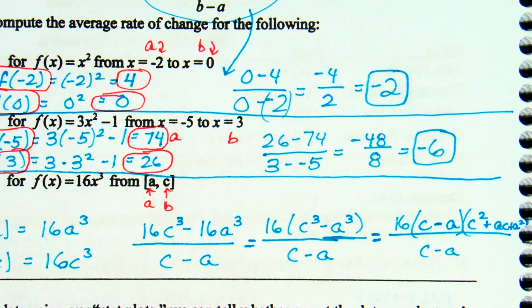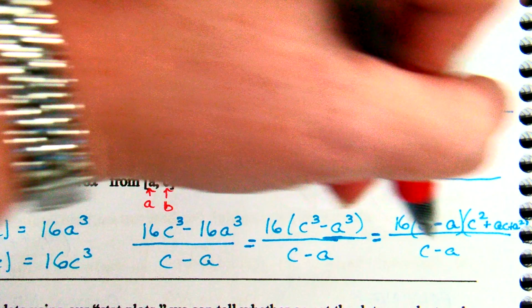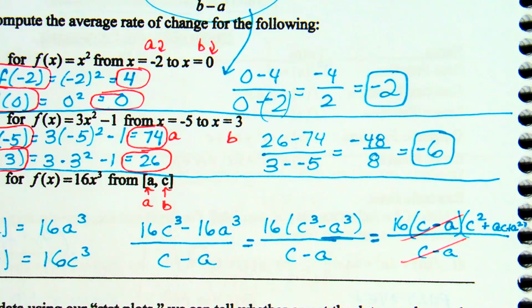Now, the value of doing that is what happened. Now we can cancel the c minus a because we're canceling a factor. So c minus a cancels with c minus a. What remains? Okay, so good. We've got the 16 out front. I'll put it right here. And then we have the trinomial, c squared plus ac plus a squared.